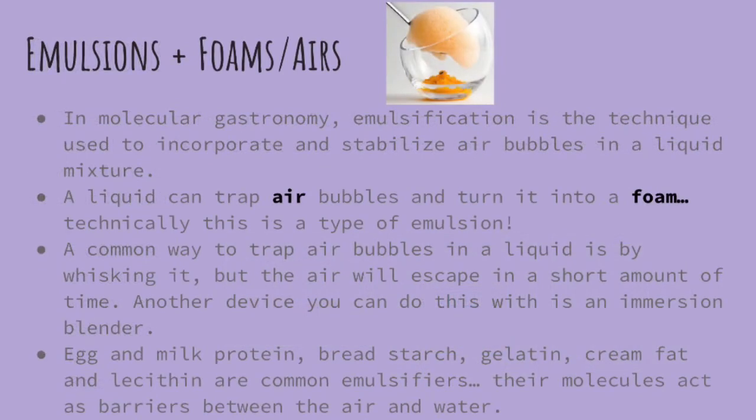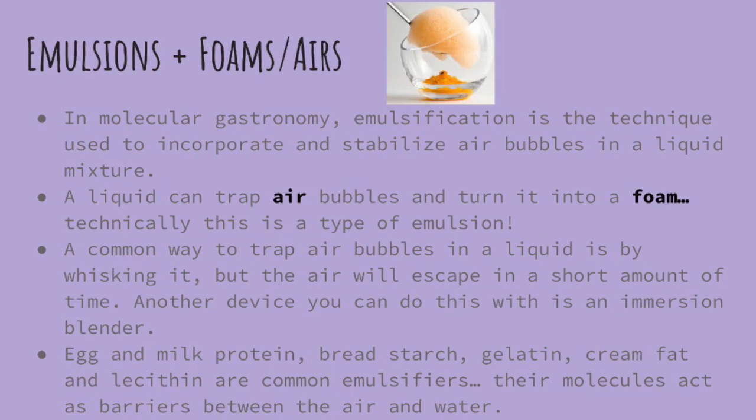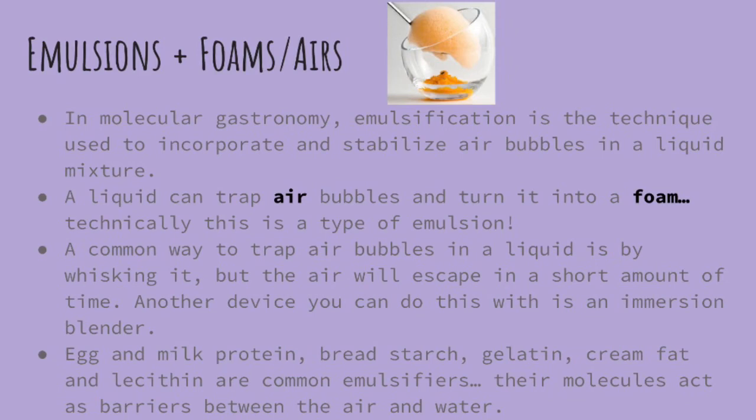So in the last slide, there was a list of common food emulsions, but in terms of molecular gastronomy, a common type of emulsion is a foam. In molecular gastronomy, emulsification is a technique used to incorporate and stabilize air bubbles in a liquid mixture. So a liquid can trap air bubbles and turn into a foam. And technically, this isn't a type of emulsion, because if you look at a foam, such as the picture above, the air bubbles are trapped within the foam, and they're not actually mixed in.